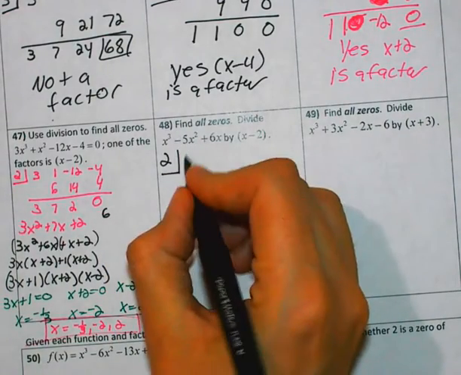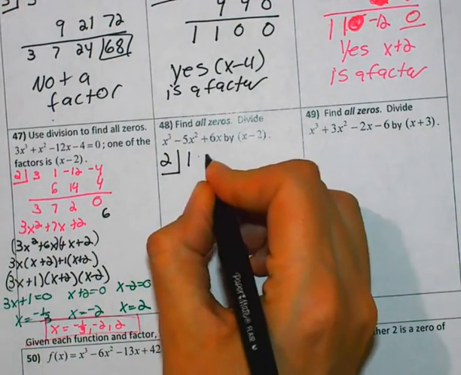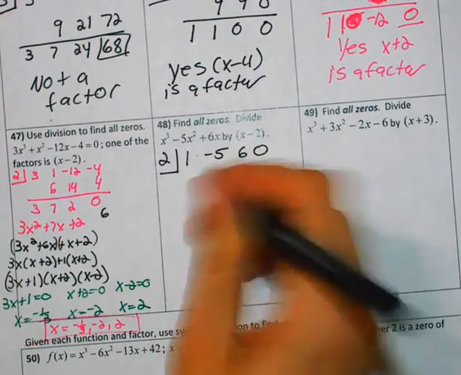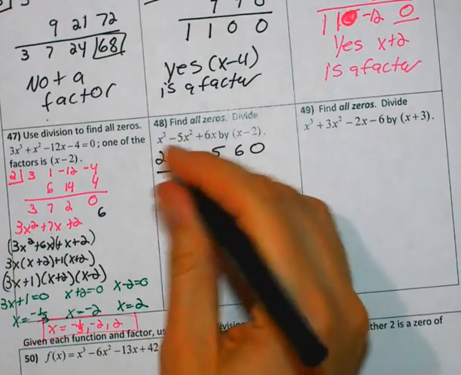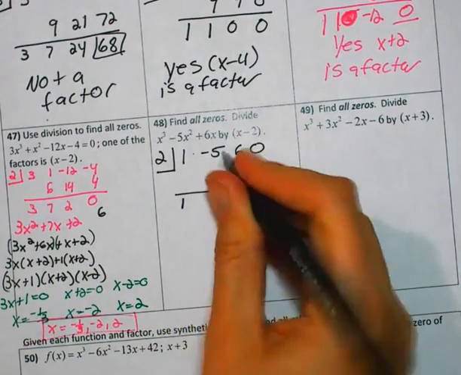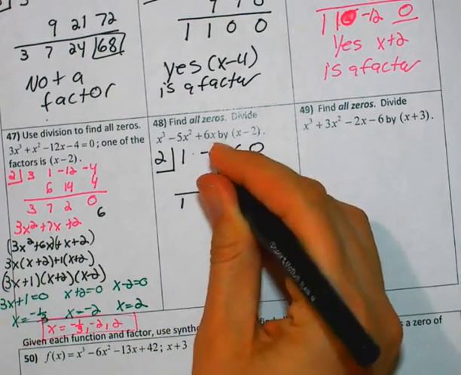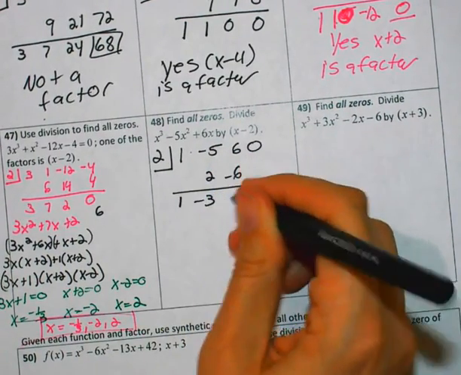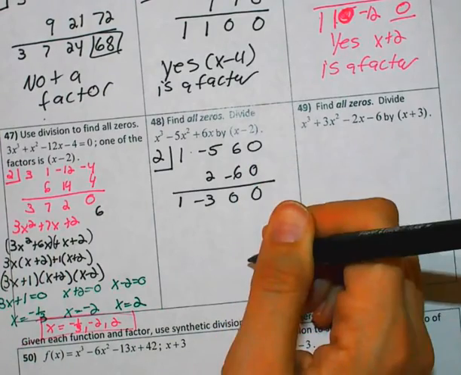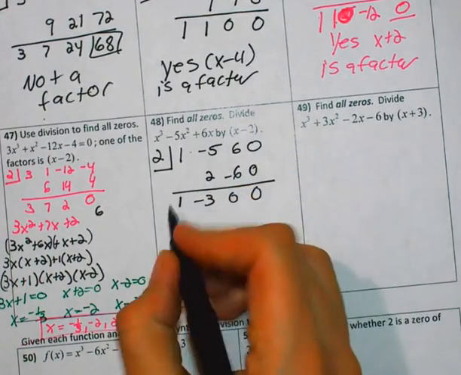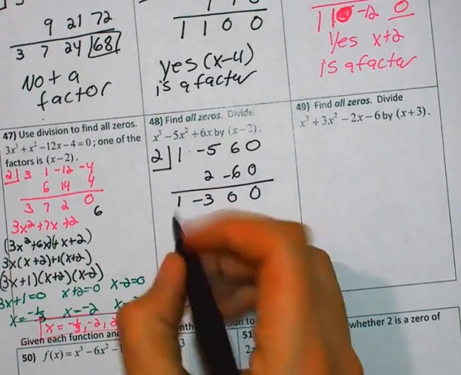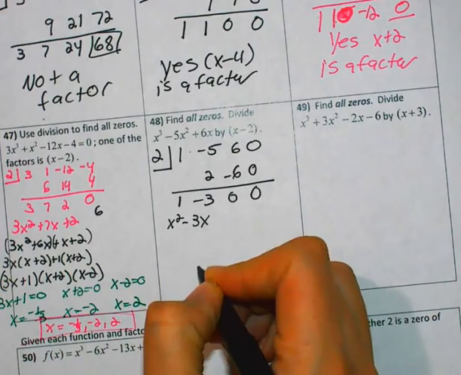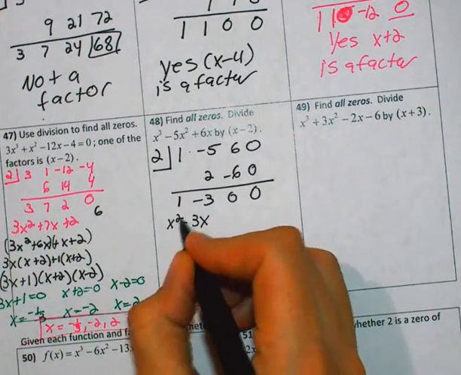And then I have 1, negative 5, 6, 0. Then bring down the 1. 2 times 1 is 2. Negative 5 plus 2 is negative 3. Then negative 6, 0, 0, 0. Okay, so that is a factor. Then what I have left, since I started with x cubed, is x squared minus 3x, and that's all I have left.